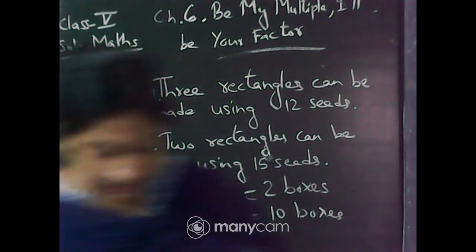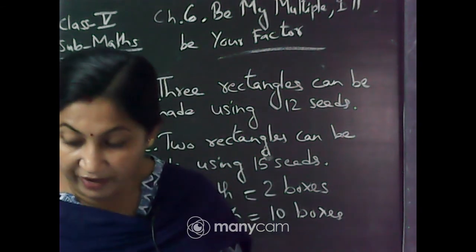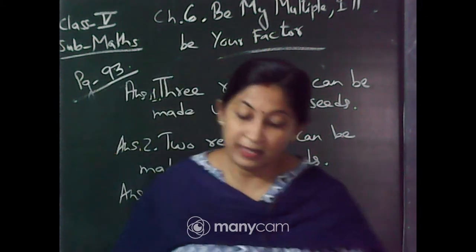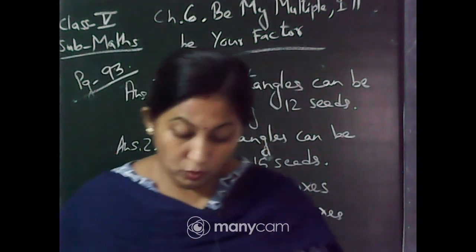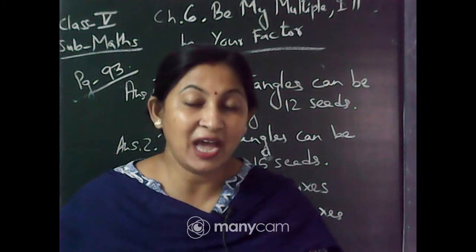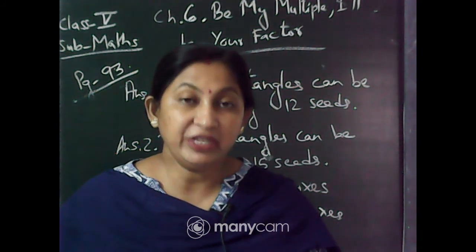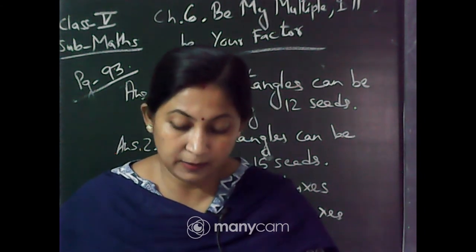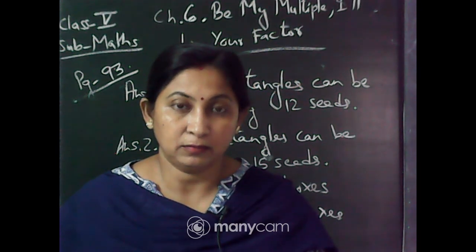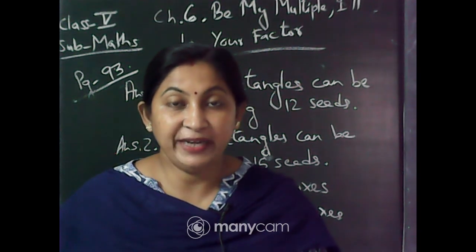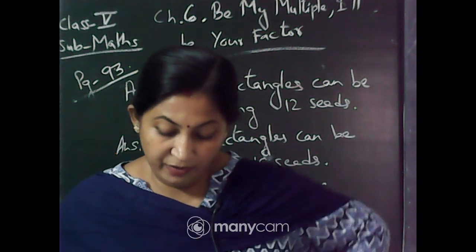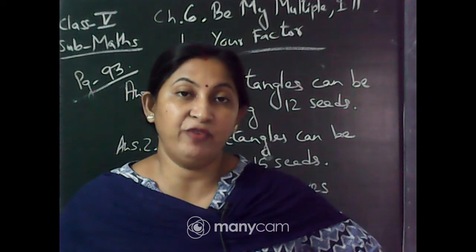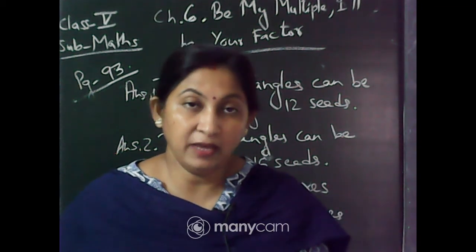Now after this, color a rectangle made of 20 boxes in some other way. In the same grid you have to draw some more rectangles which have 20 boxes, and then color them. It should be 20 boxes. Either in the length you can take 20 boxes, or in the width, and then you draw it and color it also.